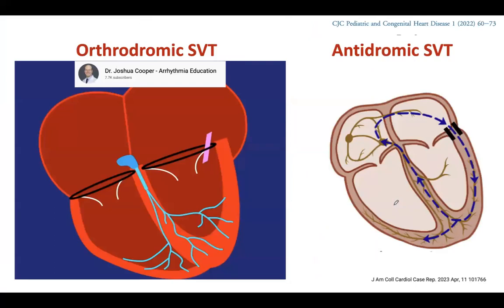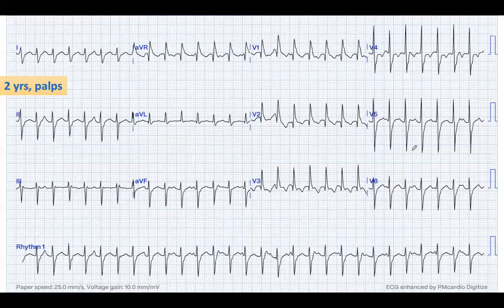Okay. So like we said, with orthodromic SVT, you have tachycardia that's going down the AV node, up the accessory pathway. With antidromic SVT, you have a tachycardia that's going down your accessory pathway, up your AV node. Okay, so you will have a wide complex tachycardia that terminates with adenosine, because the AV node is part of the circuit. Okay, guys, we have to keep going, right?